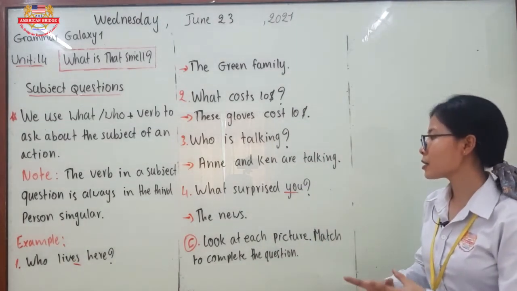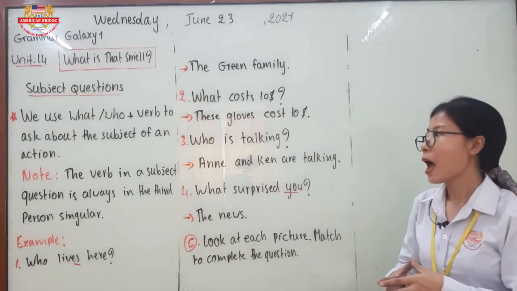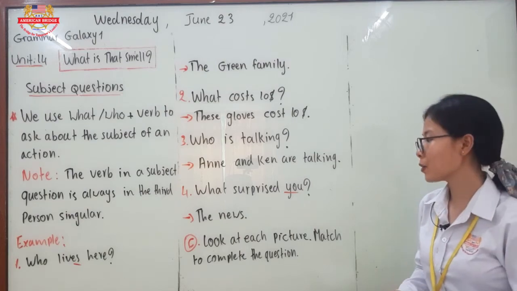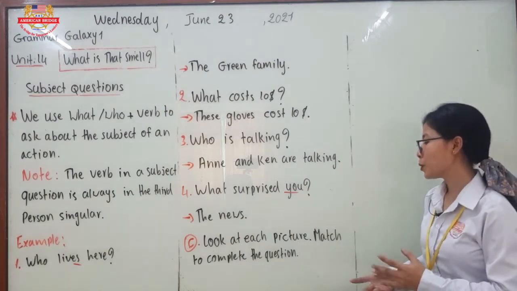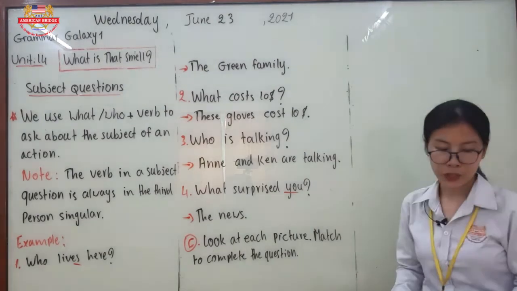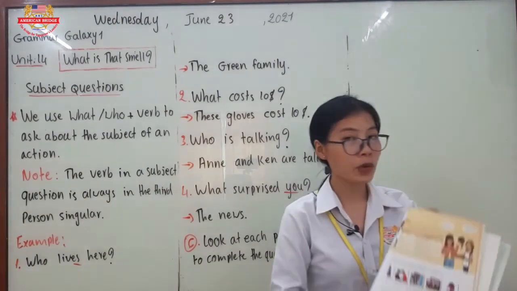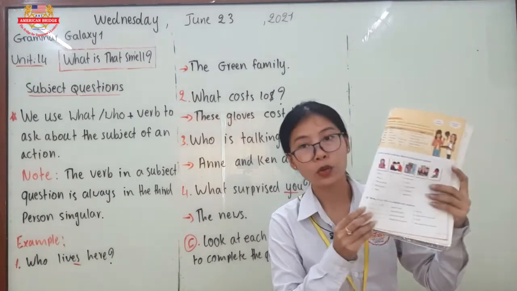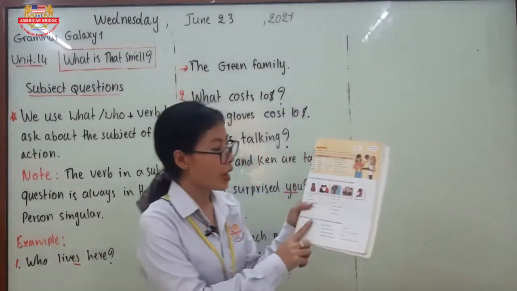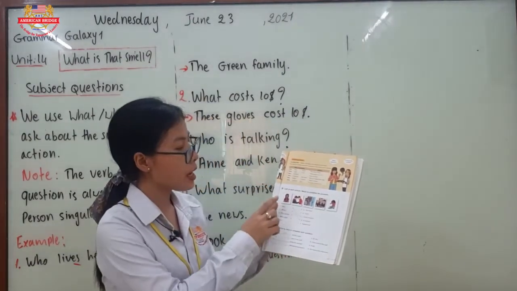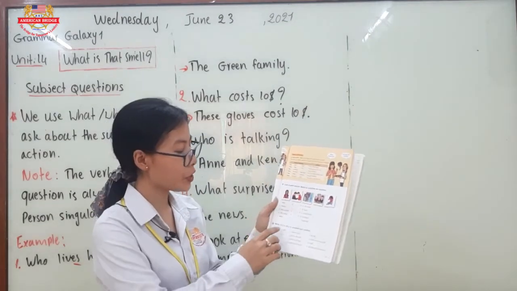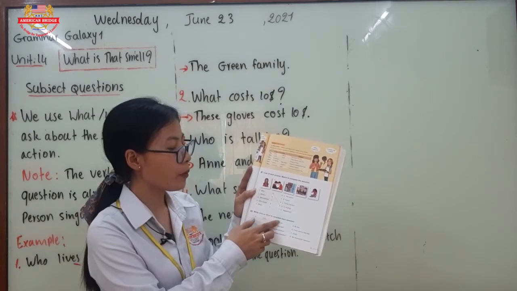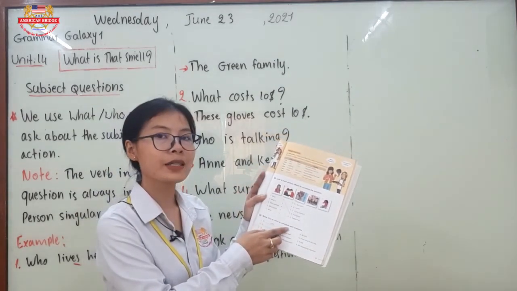Alright, so now let's go to today's exercise. After you have learned from this video, or from this lesson, the teacher would like to move to point C. Look at each picture, match to complete the question. Here, you have to look at the picture and match it with the question, and then you can go to D, write who or what to complete the question.